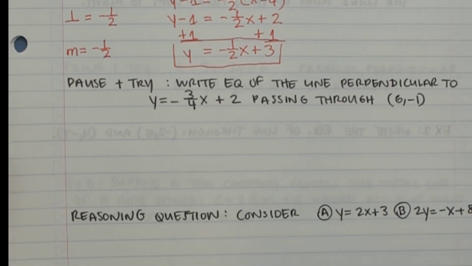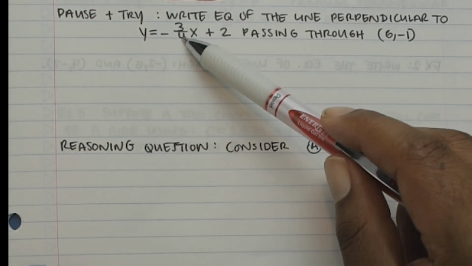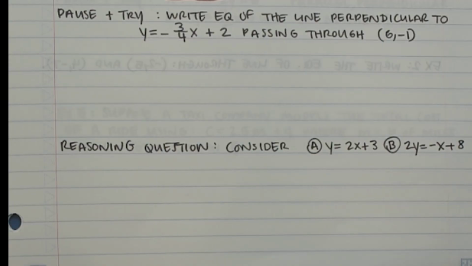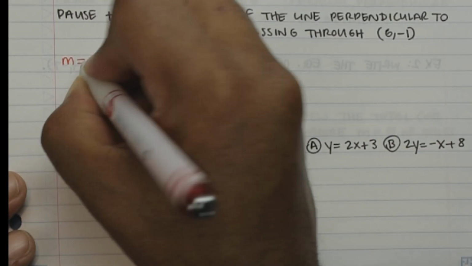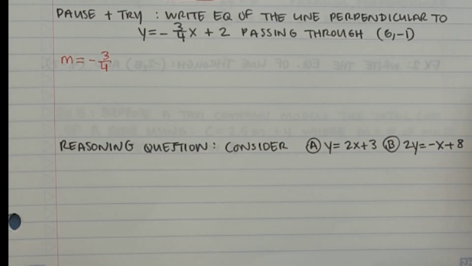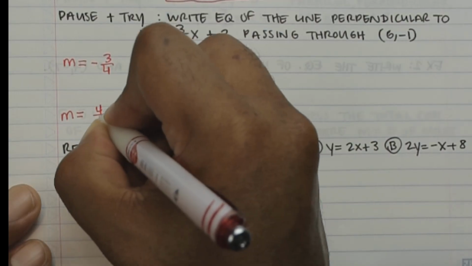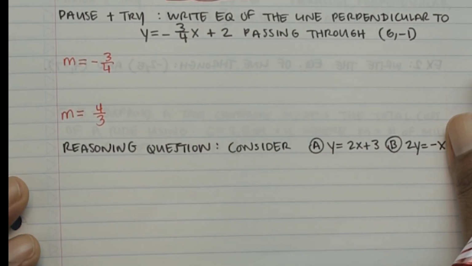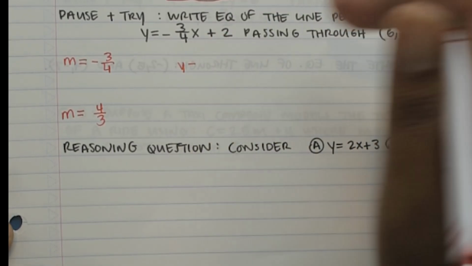Now, I want you to pause and try this question here. Okay, write the equation of the line perpendicular to y equals negative 3/4 x plus 2 passing through (6, negative 1). So first of all, the original slope is negative 3/4. The negative reciprocal is 4/3. And we can use the point slope formula to find out what the equation is.